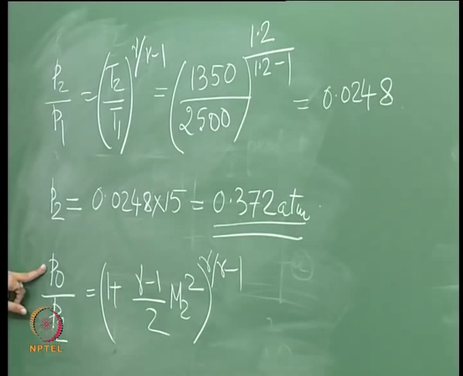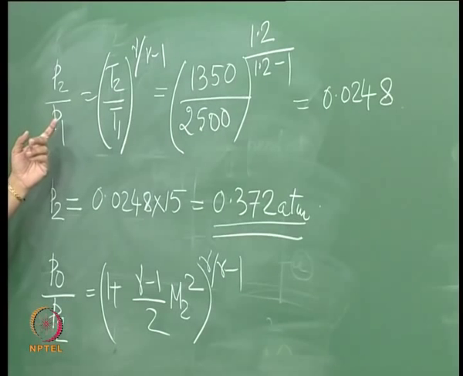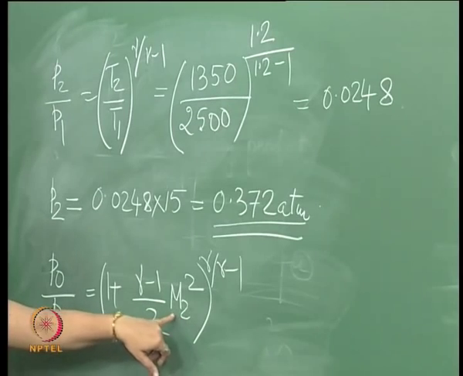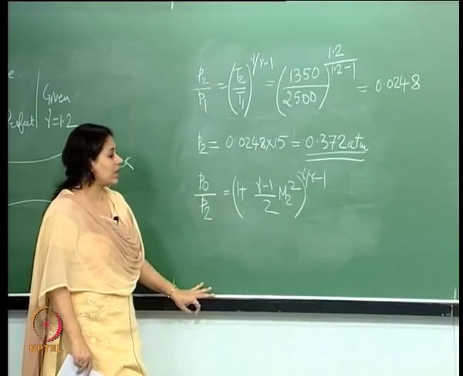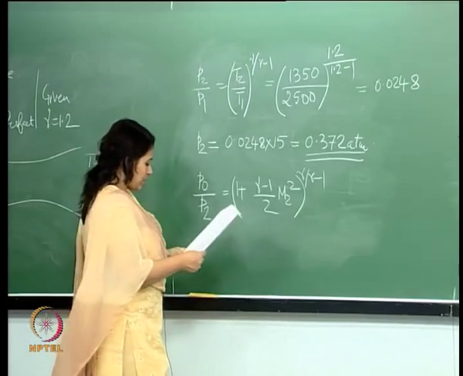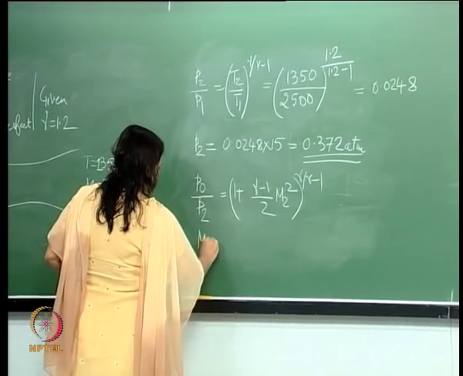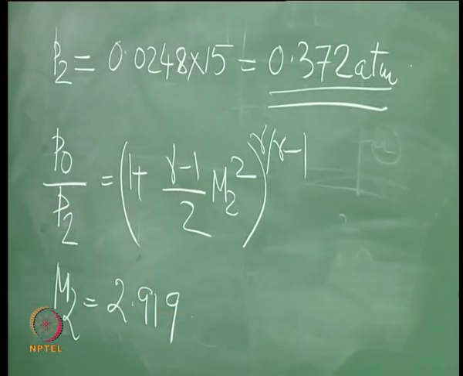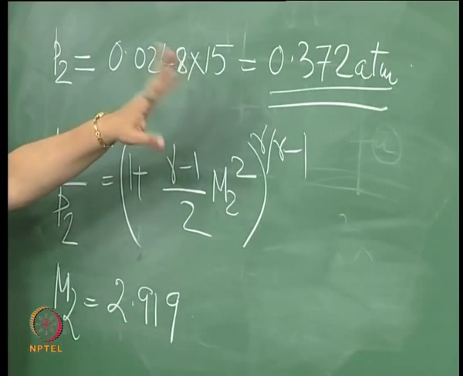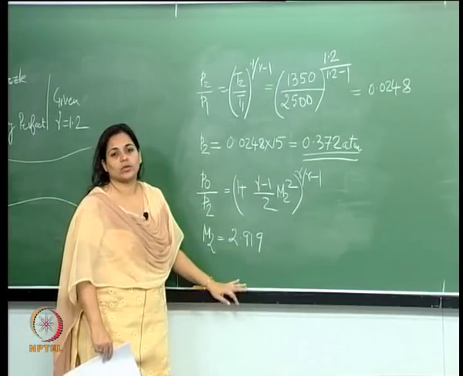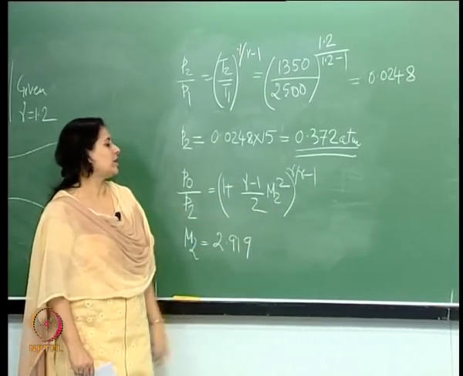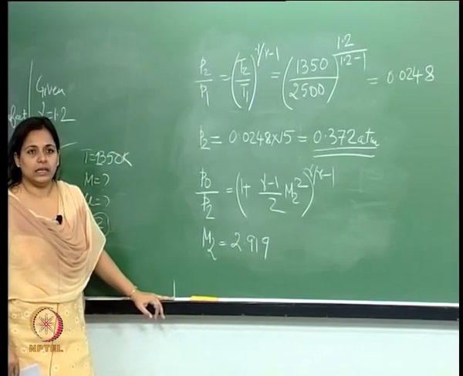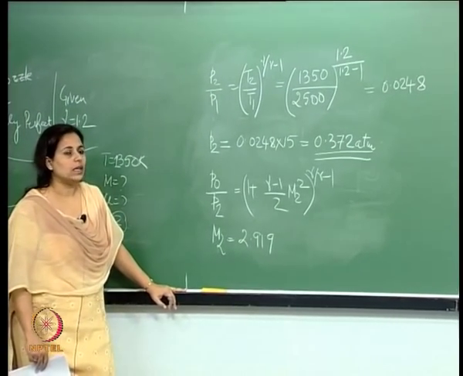Now, this is a pressure that I know. This is a pressure that I just calculated, and gamma is something that I know. So therefore, I can actually get M2 from this relationship. You can take the time and do this. P0 is known, this is 15 atmospheres, then P2 is nearly 0.4 atmospheres, gamma is 1.2, which is given. So we can just calculate M2, which comes out to be nearly 3. So the exit Mach number is nearly 3.